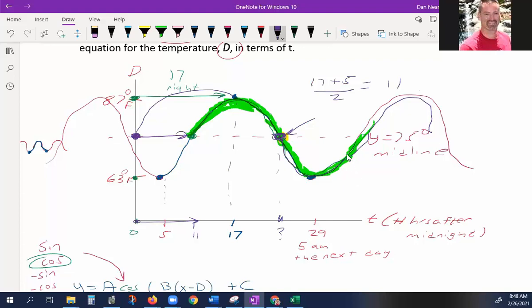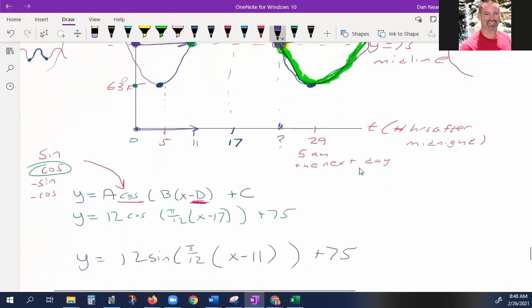So hopefully that doesn't confuse you, but I did want to show that the choice of whether you use sine, cosine, negative cosine really is arbitrary. Use what you want. I always use what's convenient, but you always have to adjust the value of d so that it will work.